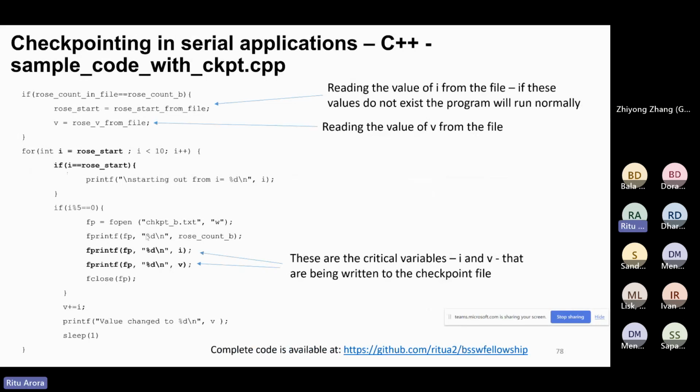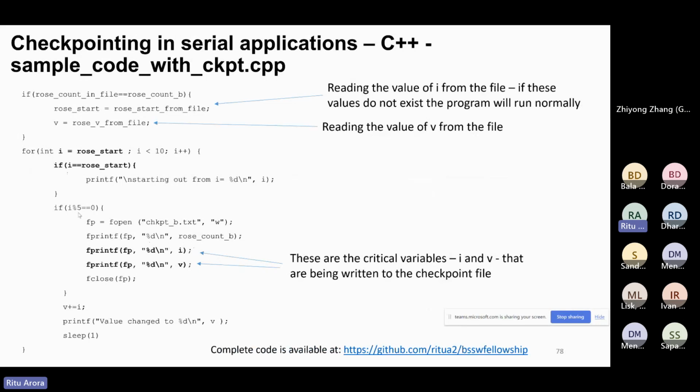You would also need logic in your code wherein, for example, here we're saying every fifth iteration, write something to the file. So we're saying i mod 5, which is every fifth iteration, save certain values which we have identified as critical variables. We're saying save the value of i and v, and print those to a file. This is the kind of mechanism that you would need to build.